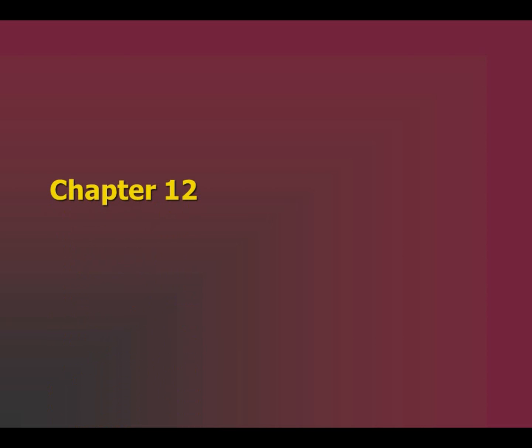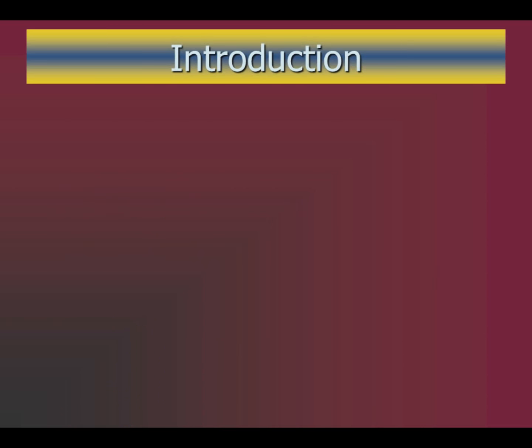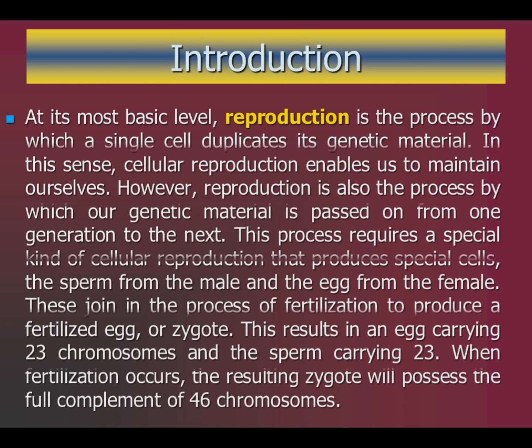Chapter 12. The Reproductive System. Introduction. At its most basic level, reproduction is the process by which a single cell duplicates its genetic material. This is the process of mitosis. Mitosis allows us to grow and repair damaged or old tissues. In this sense, cellular reproduction enables us to maintain ourselves.